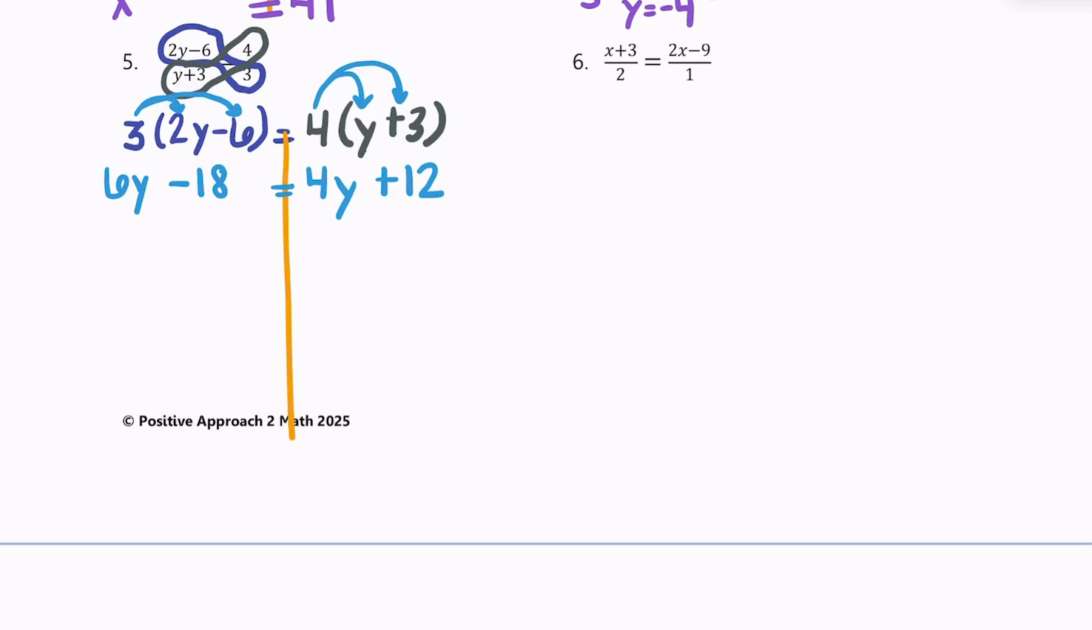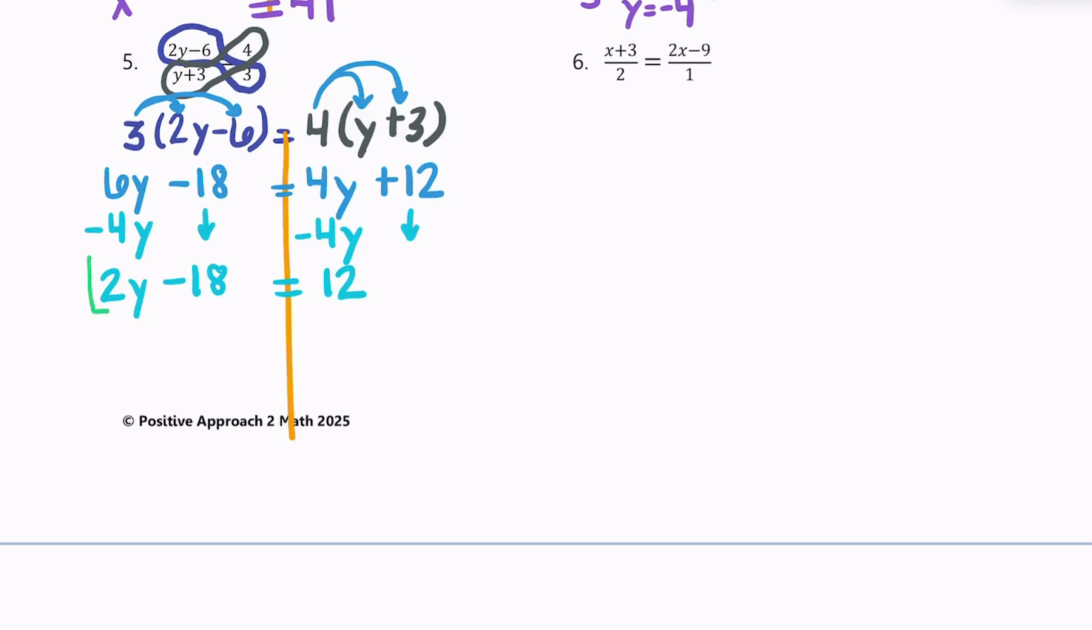We are going to move over our variables all on the left. So to move that positive 4y over, we do the opposite operation. So we're going to subtract 4y. Make sure we align it. 6y minus 4y is 2y. We're going to bring down that minus 18. And we'll bring down our positive 12. When it's positive, we don't have to put the plus. We can just bring down 12.